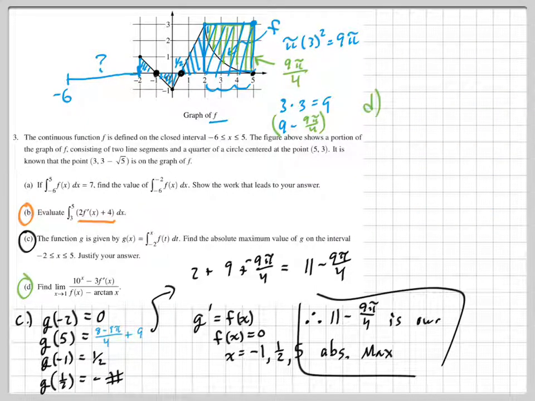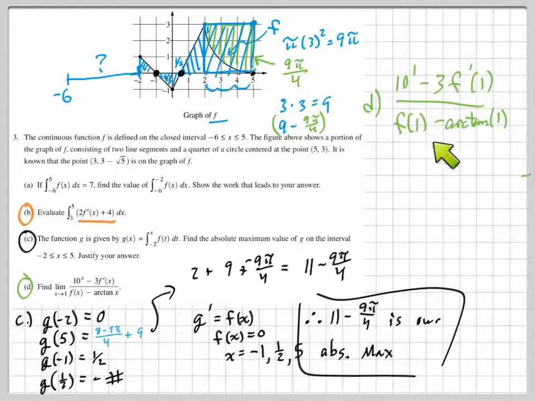Last, we have D, and D is having us find the limit of this nasty-looking thing. So really quickly, our first attempt to solve a limit is always to use direct substitution. So let's go ahead and plug in this 1 to all our x values. This is what we get. We get 10 raised to the 1 power minus 3 f prime of 1. And on the bottom, we have f of 1 minus arctangent of 1. We have 10 raised to the 1, which is just 10. And then we have 3 times f prime of 1.